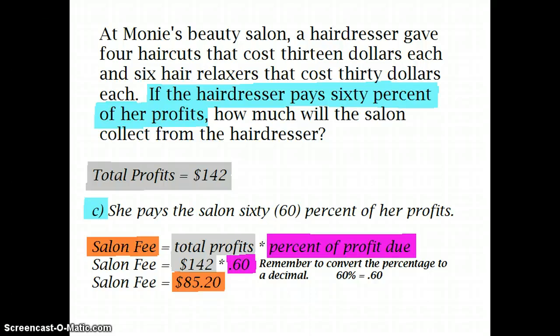Now that I know the total profit, what I must do next is calculate how much the hairdresser must pay to the salon. In our problem, it says that she has to pay 60% of her profits. So let's figure out what the salon fee is. I will take the total profits times the percent of the profit due. We know that our total profits is $142 and our percent is 60%.